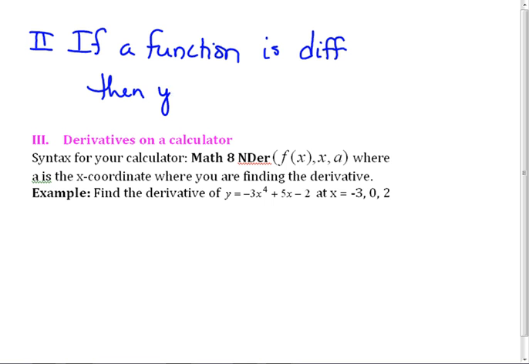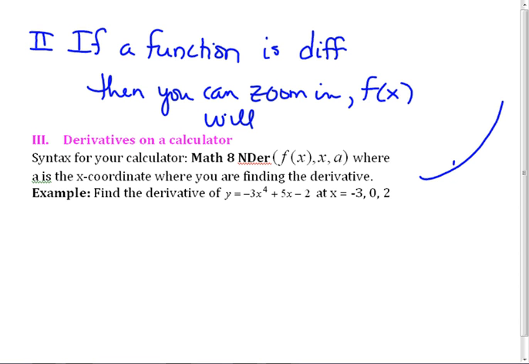Then you can zoom in. And what's going to happen to the function? f of x will look like a what? You take this curve here and I zoom it in, I get closer and closer, it's going to look like a what? It will look like a straight line.